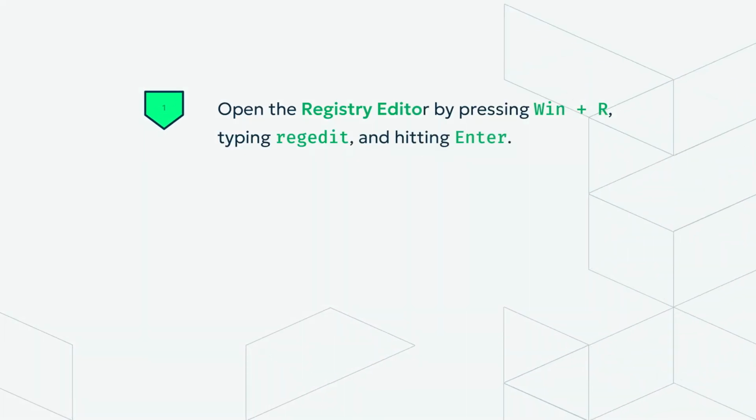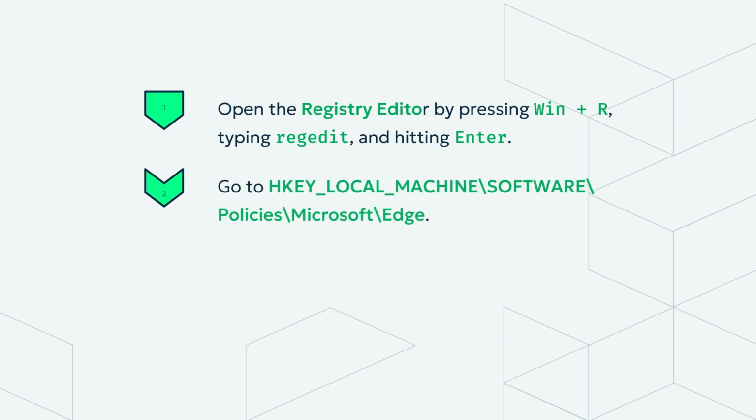Open the registry editor by pressing Win+R, typing regedit, and hitting Enter. Go to HKEY_LOCAL_MACHINE, Software, Policies, Microsoft, Edge. If the Edge key isn't there, right-click Microsoft, choose New, Key, and name it Edge.